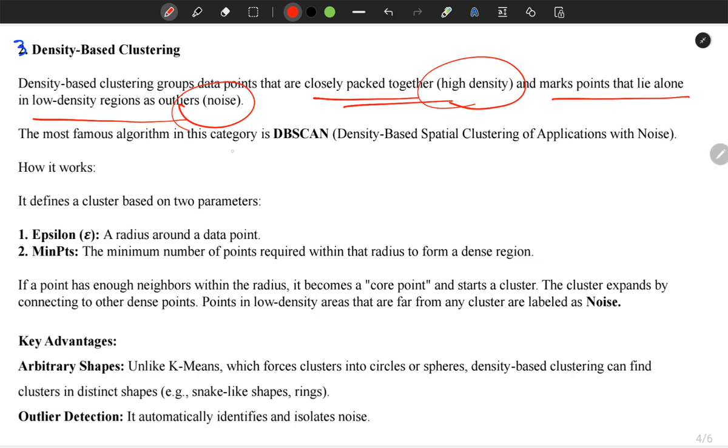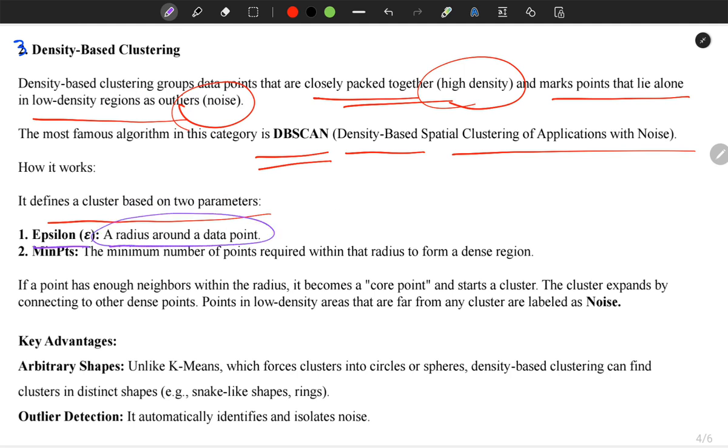Of course, the most famous algorithm in this category is DBSCAN, which we call density-based spatial clustering of applications with noise. Basically, it defines a cluster based on two parameters. One is what we call epsilon, a radius around a data point. The next one is the minimum points, the minimum number of points required within that radius to form a dense region.